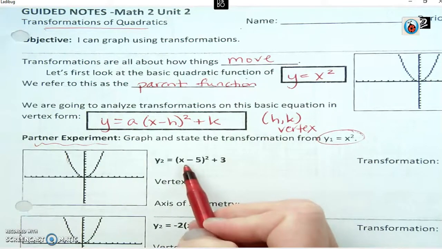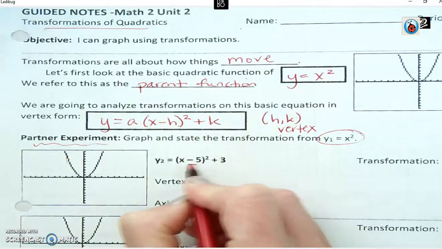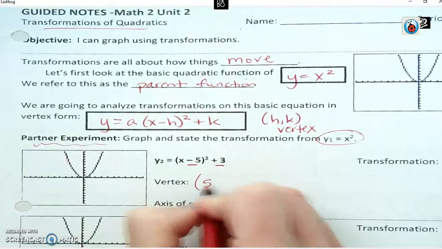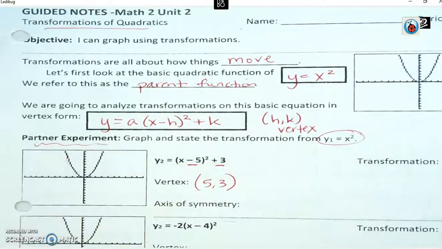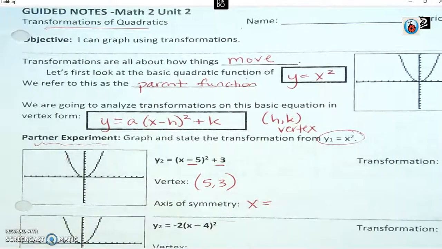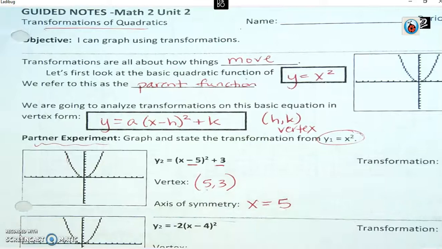When you put it into Desmos, or some of you know that the vertex, because this is already in vertex form, would be positive 5, positive 3. The axis of symmetry is always x equals, because it's a vertical line, and it's whatever your x coordinate is of your vertex. So the axis of symmetry is x equals 5.